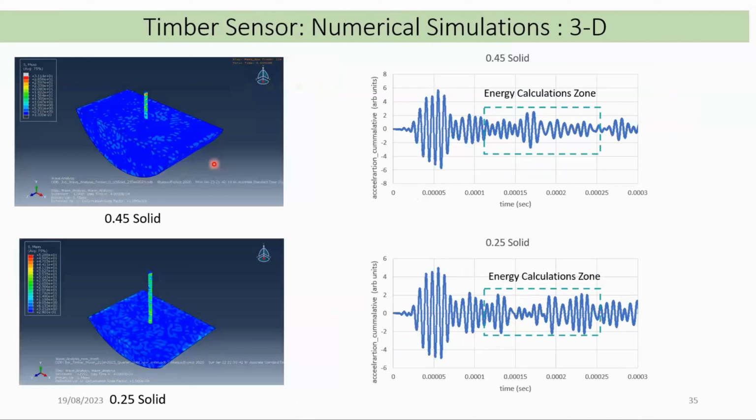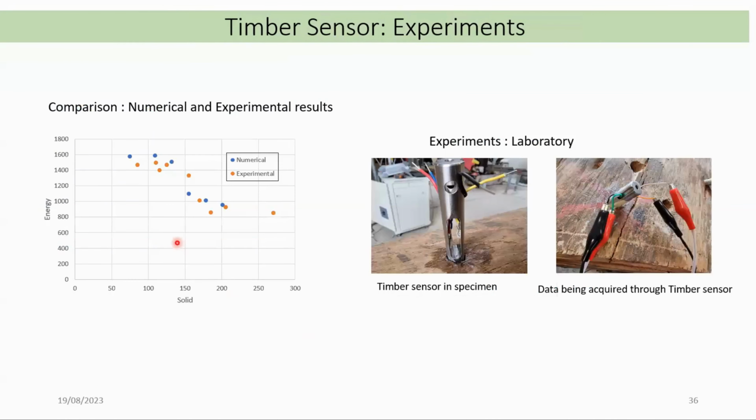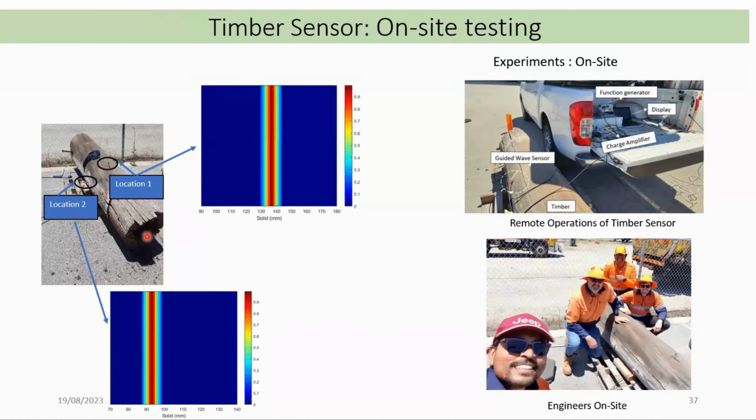And then we went from 2D, and these are all 3D results, and we have identified the zone which we should monitor and find out what is the amount of energy in this particular zone, and based on that develop a model which will show how much is the deterioration. So these are some numerical results and experimental results, and how they're falling close to each other. There are some laboratory results, and these are some implementation, I would say, in near field condition.